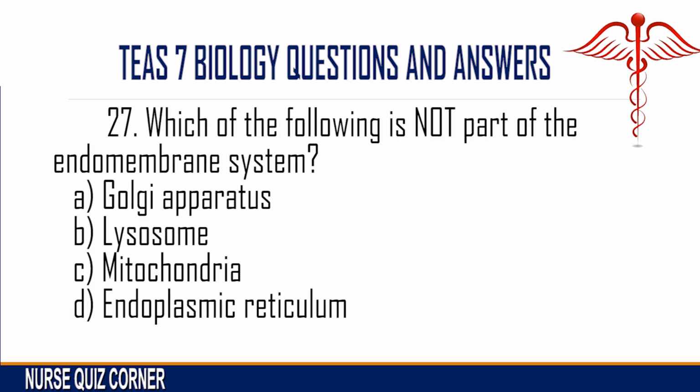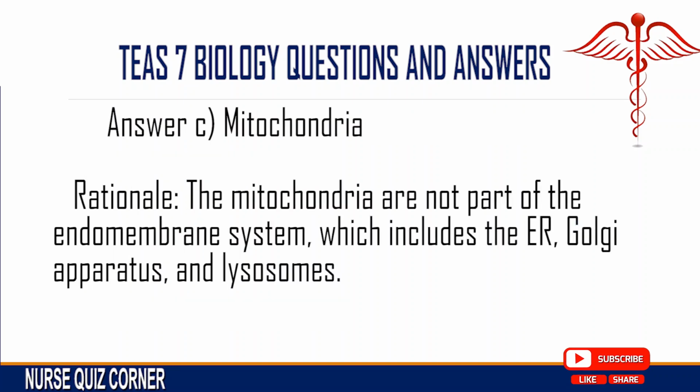27. Which of the following is not part of the endomembrane system? A. Golgi apparatus. B. Lysosome. C. Mitochondria. D. Endoplasmic reticulum. Answer: C. Mitochondria. Rationale: the mitochondria are not part of the endomembrane system, which includes the Golgi apparatus and lysosomes.